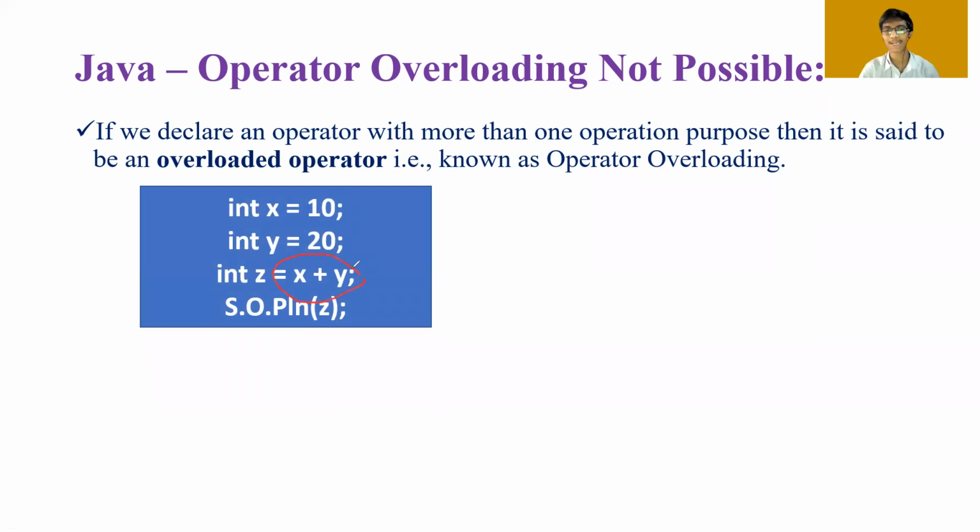So this is an arithmetic addition. X plus y would be an arithmetic addition. So the result would be 30, right? It would be 30. Now let's see another one, the similar thing.